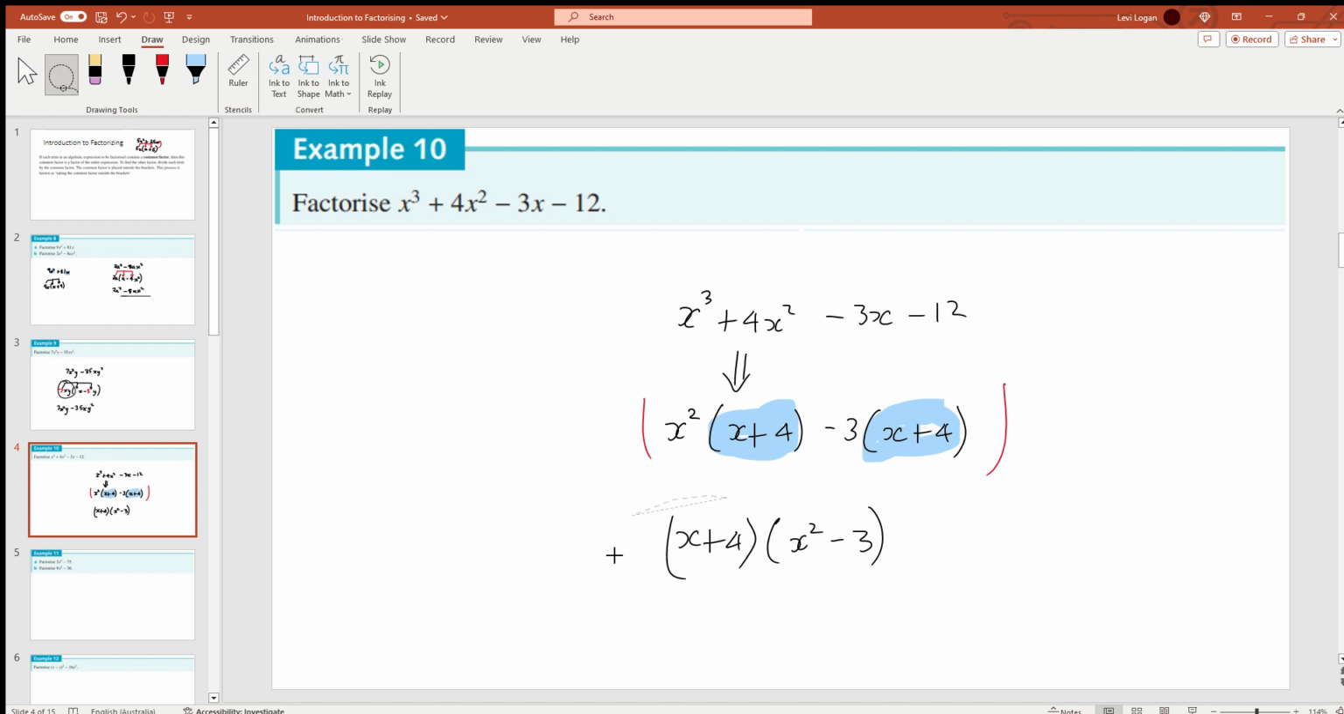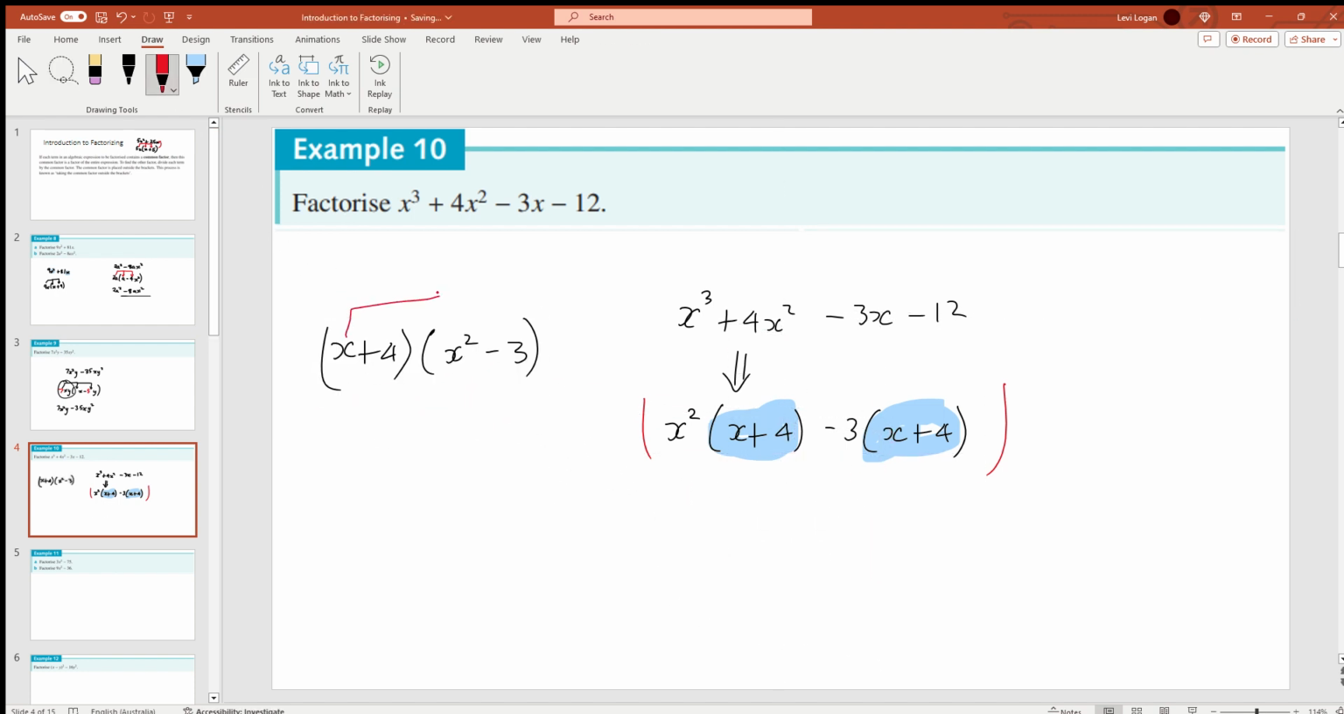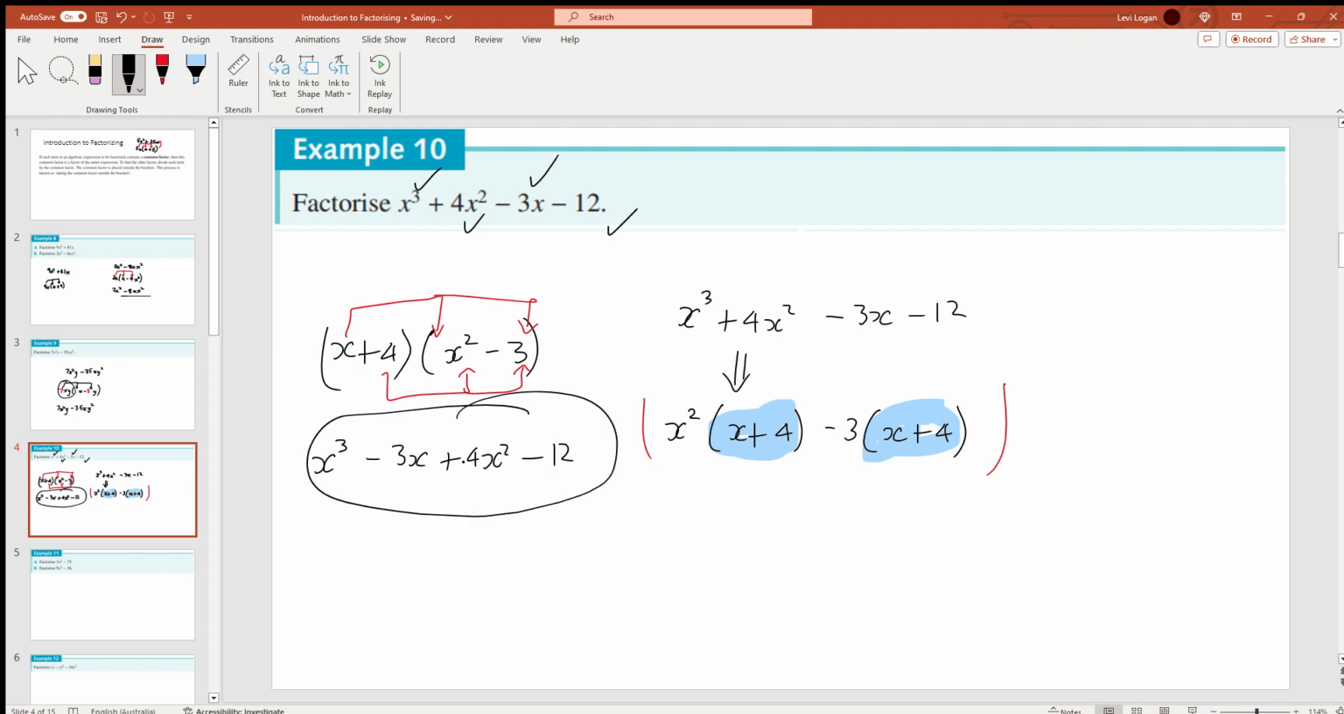So if I take this up here, all you do is the FOIL method. So this needs to be multiplied by that, and this, and this. First term, x times x squared is going to be x cubed. Got that? x times minus 3 is going to be minus 3x. Got that? 4 times x squared is going to be positive 4x squared. Got that? And then 4 times minus 3 is minus 12. Got that? So we've successfully factorized that.